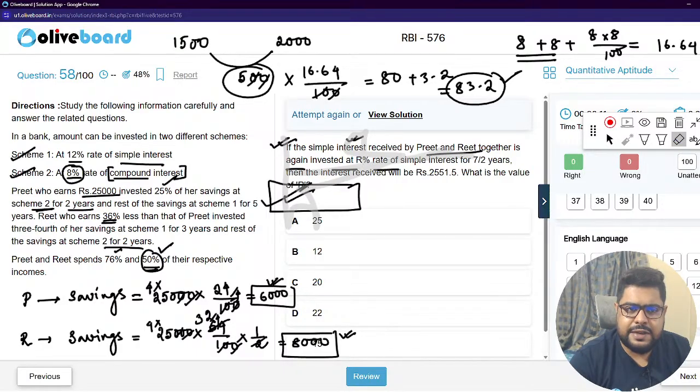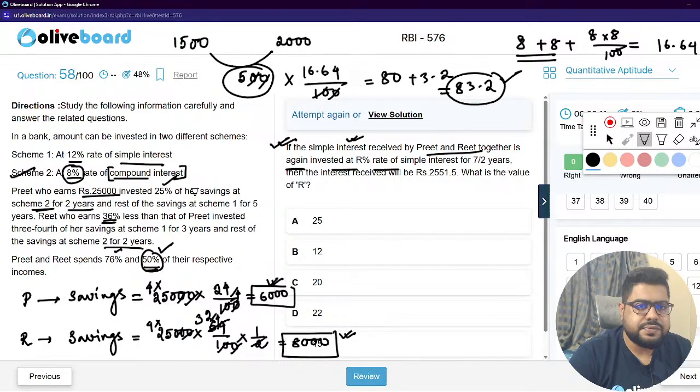But again, don't erase everything here. Do not erase everything. This is not getting erased. Chalo, theek hai, no worries. Because they will ask you something else.